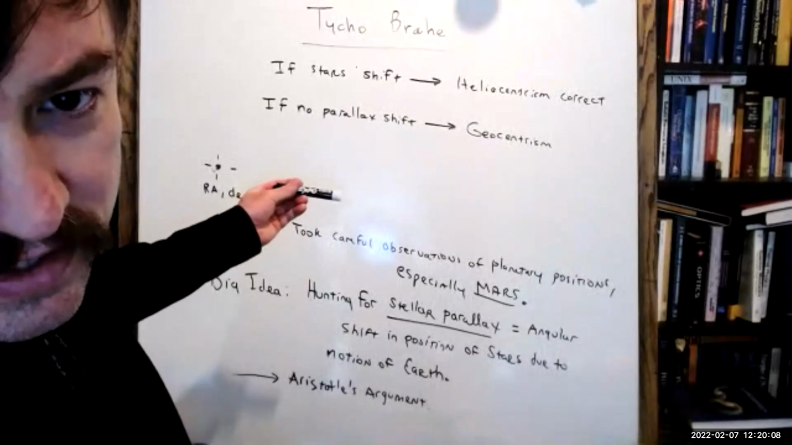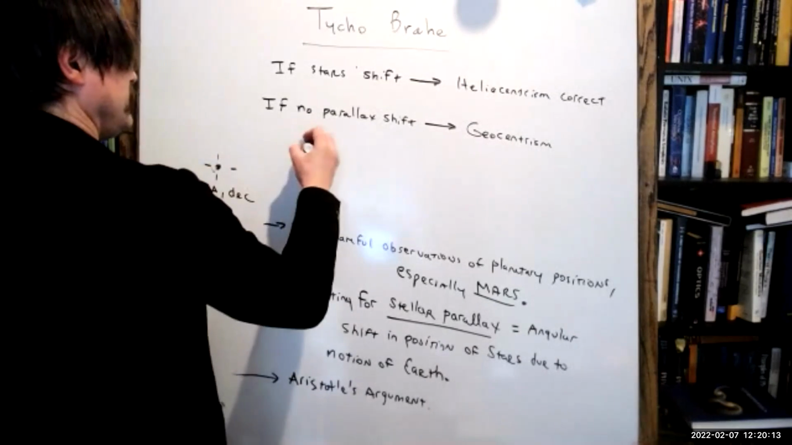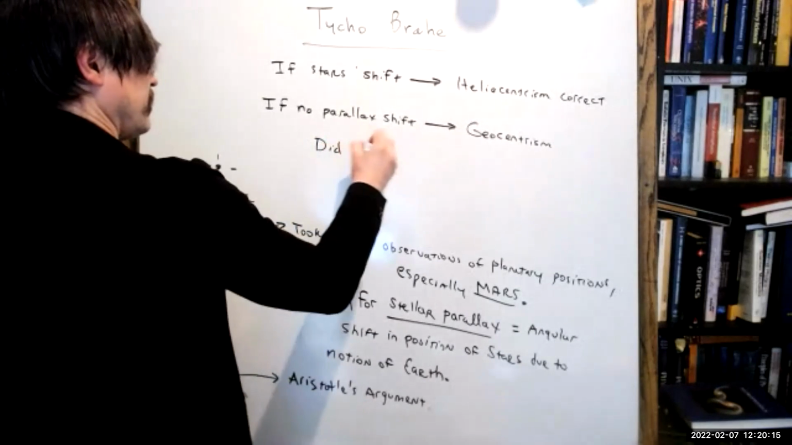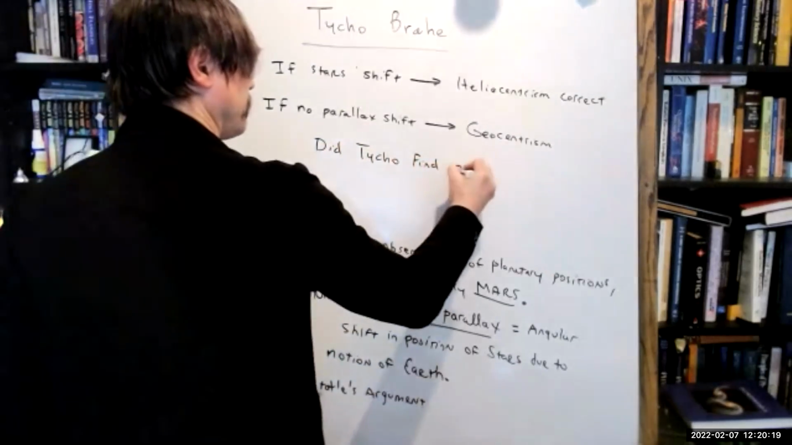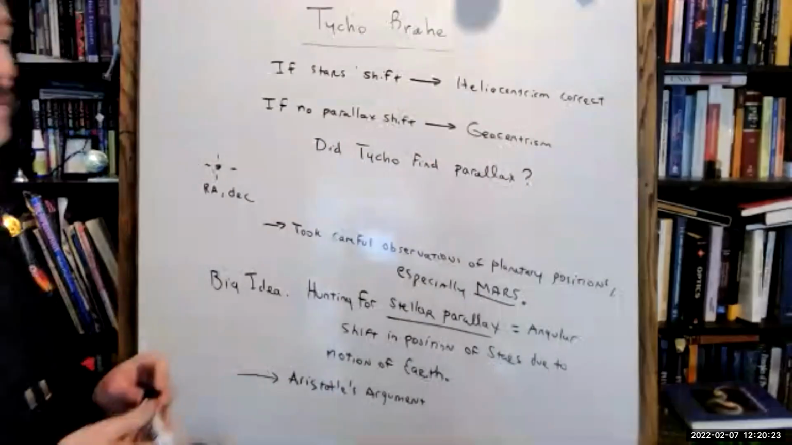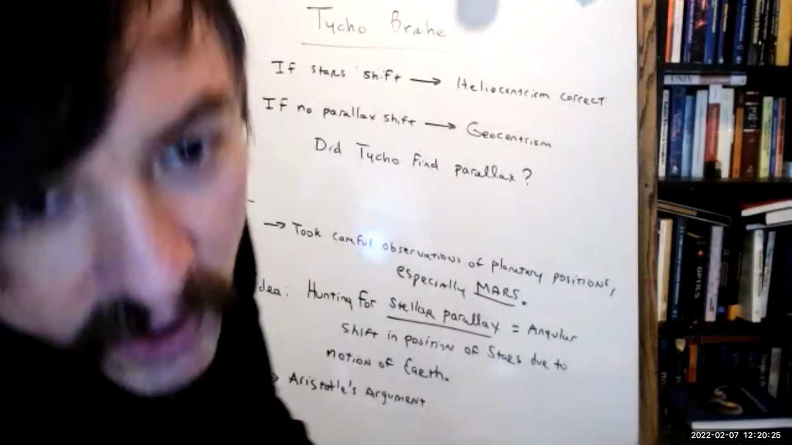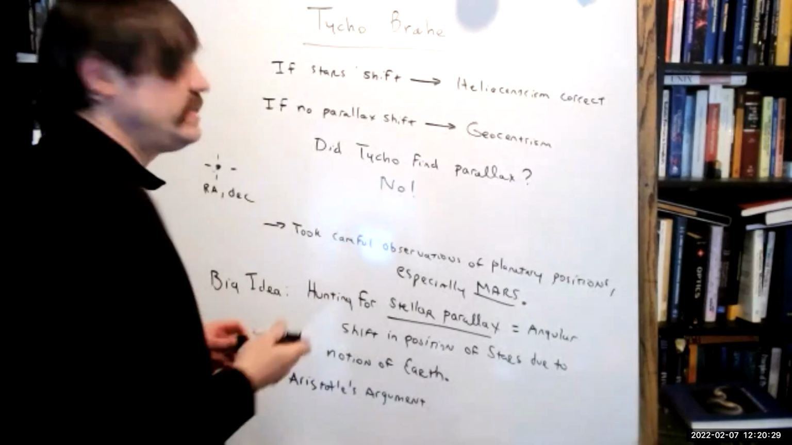So what do you think? Did Tycho Brahe find parallax? Yes or no? Probably. No, he didn't. Because he didn't have a telescope.